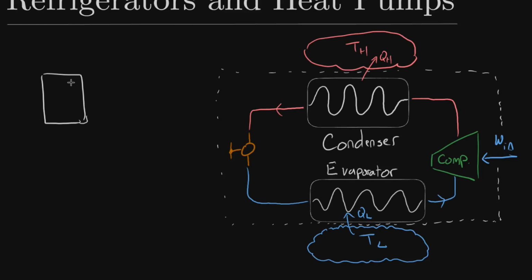So you'd have your little cycle happening right here, where it would take in cold and reject hot, and then there'd be some work input from like electricity or something, right? In a heat pump, it's kind of the same idea.